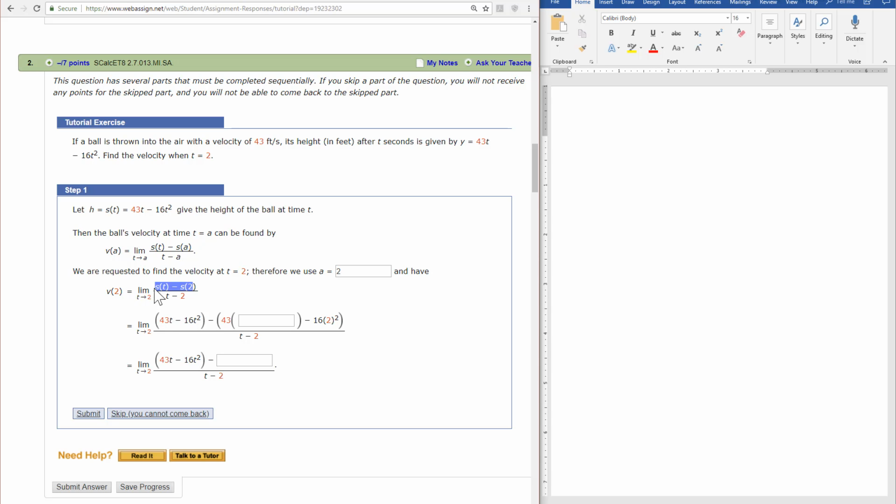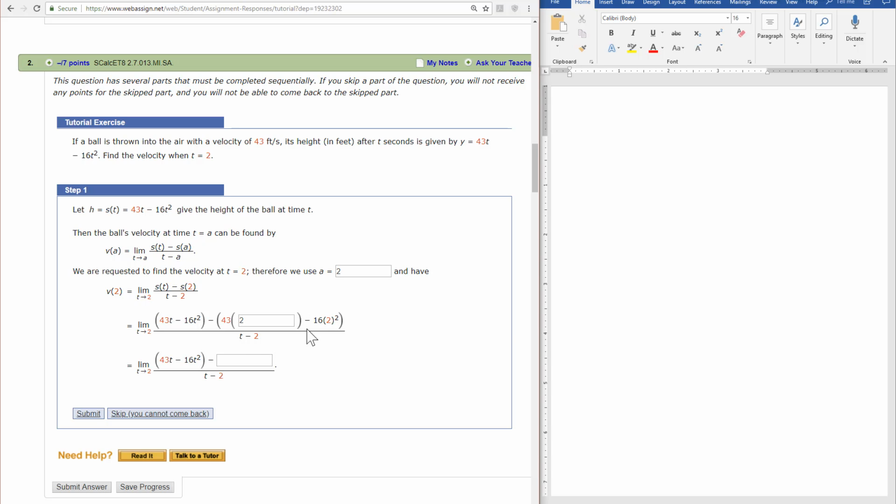So s of t is simply this function, 43t minus 16t squared, and the s of t slot will be filled in by that function. And then we're going to put s of 2. S of 2 is taking your s function and putting 2 in wherever you see a t. So it's 43 times 2 minus 16 times 2 squared. And then our denominator is t minus 2. It didn't change.